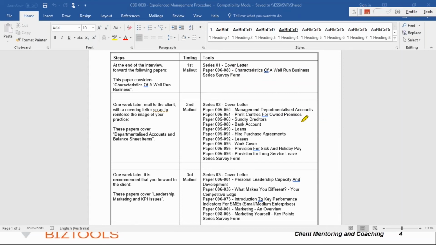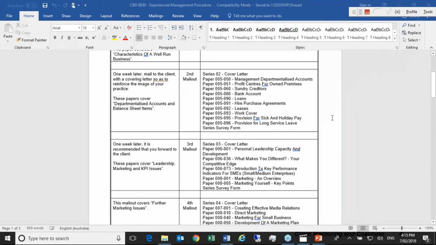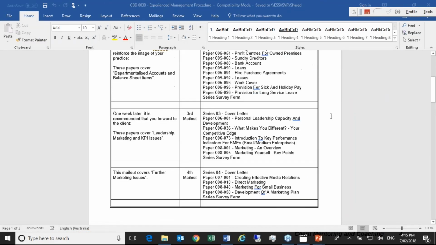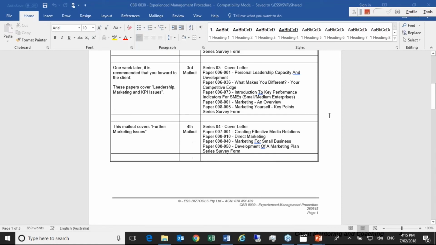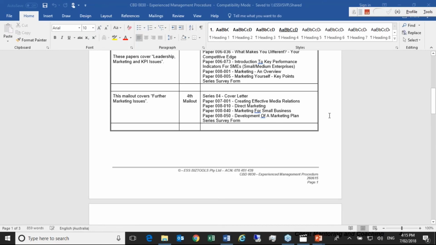Then we look at the matters to do with departmentalised accounts and balance sheets and accounting information. It's very important that your clients understand that the role of an accountant is not just to prepare an income tax return and an annual set of accounts suitable for the tax office. We then move into leadership issues. We then move into marketing issues.